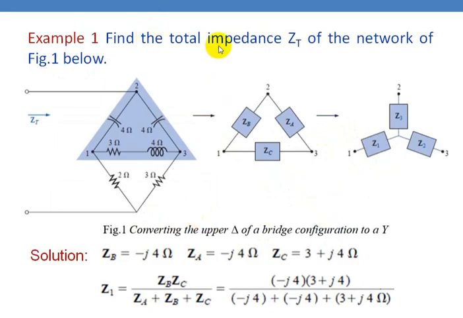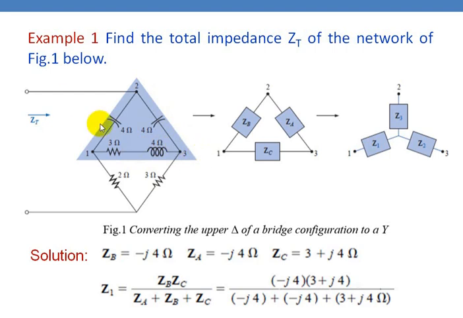Now let us consider this problem. Find the total impedance ZT of the network shown in the figure below. So this is the network. If you see this network as it is, it is not possible to reduce the network and find the equivalent impedance. Here there are two delta networks and two star networks. This is one delta, and this can be considered as another delta, and this is one star, and this is also another star. So you can select either a star or a delta network and convert that into the other, so that further reduction is possible.